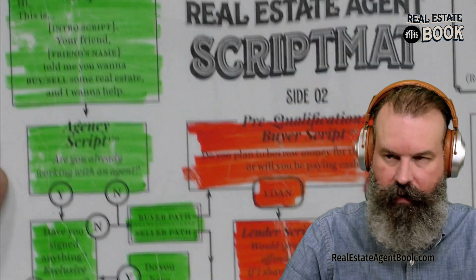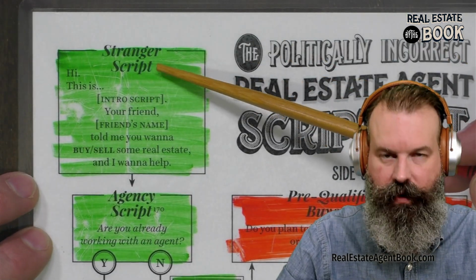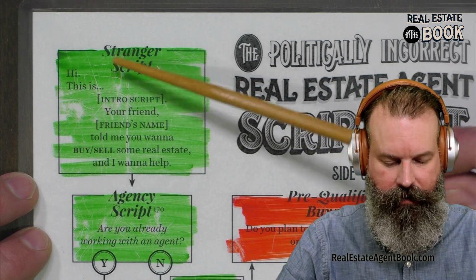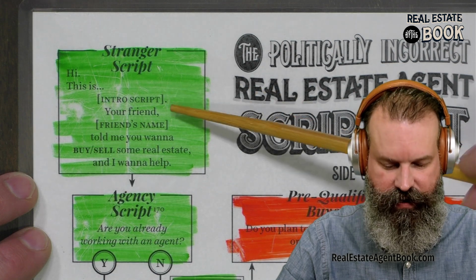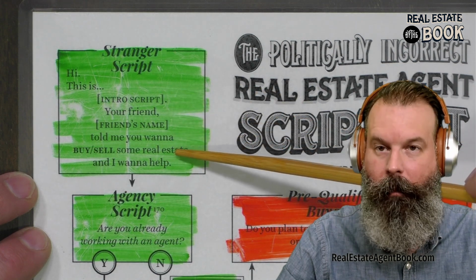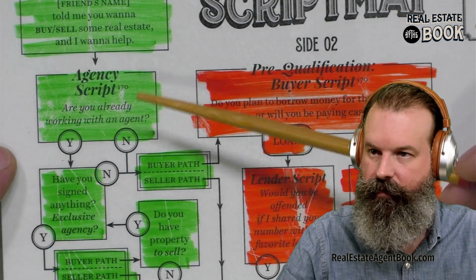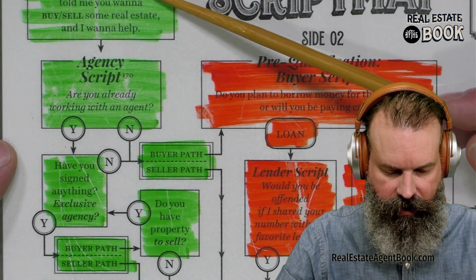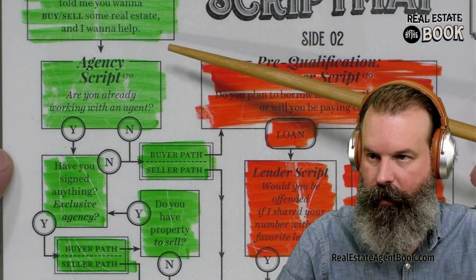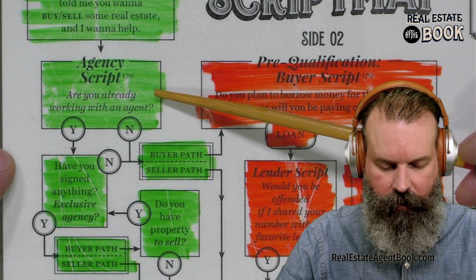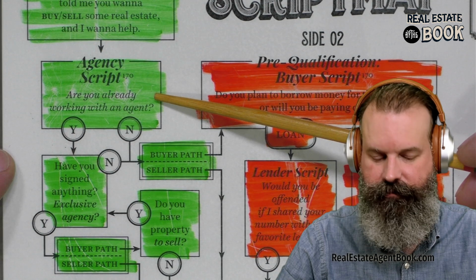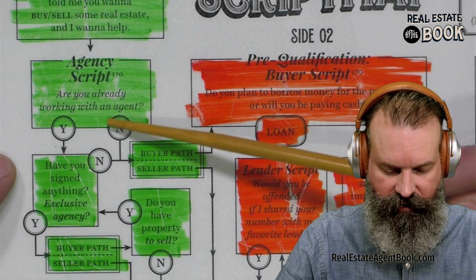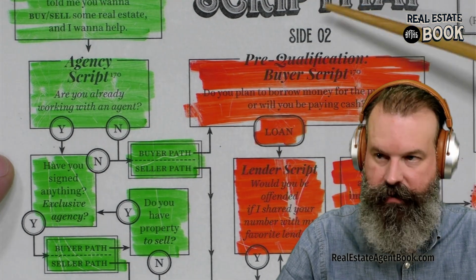All right, so this top here, it says stranger script. So let's say you got a referral from somebody, and you call them up and you say, hi, this is Peter, the real estate agent. Your friend Bob told me you want to buy a house, and I'm here to help. So, Clint, you're going to be Clint. Your friend Bob told me about you. So, Clint, let me ask you: are you already working with an agent? No. Wonderful.